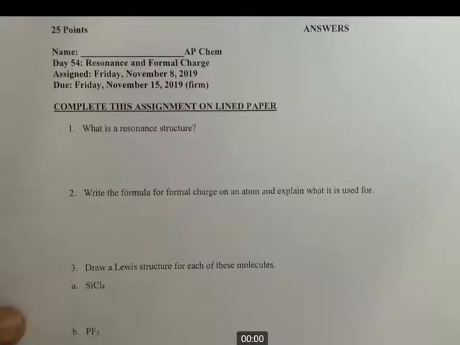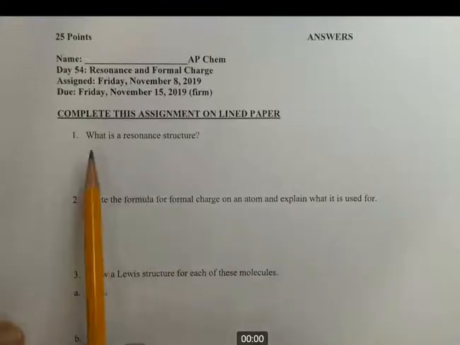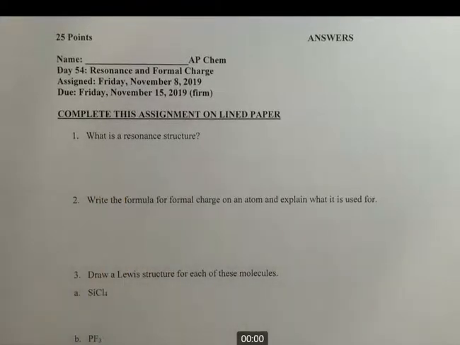So first question is, what is a resonance structure? A resonance structure is an alternate configuration of a molecule that can occur when you follow the Lewis dot structure rules that we learned yesterday. If you get two alternate structures that are different, even though you followed the Lewis dot structure rules, that's called a resonance structure of a molecule. And what we do then is we use formal charge to determine which of these structures is the one that's preferred in nature. In other words, which one will you actually find in nature?